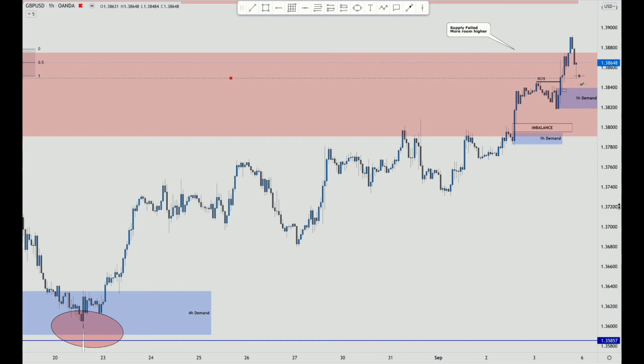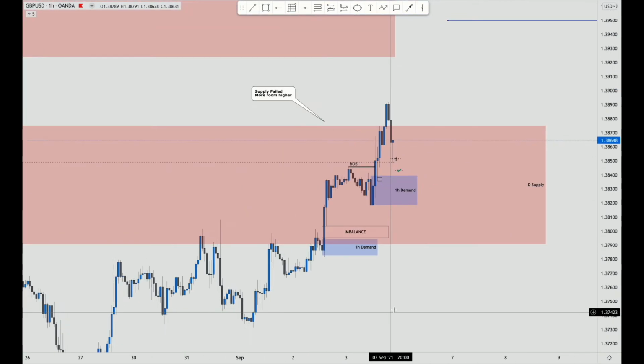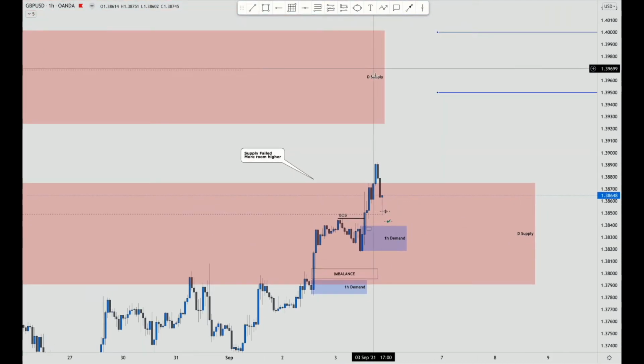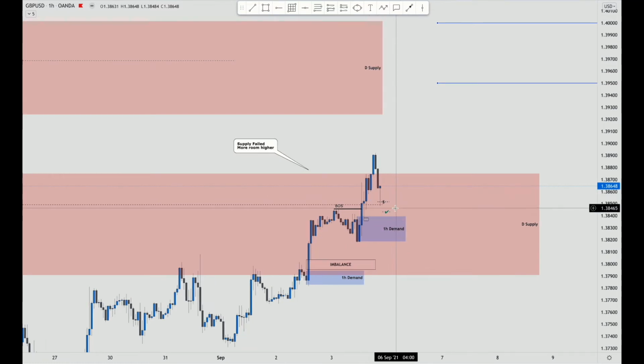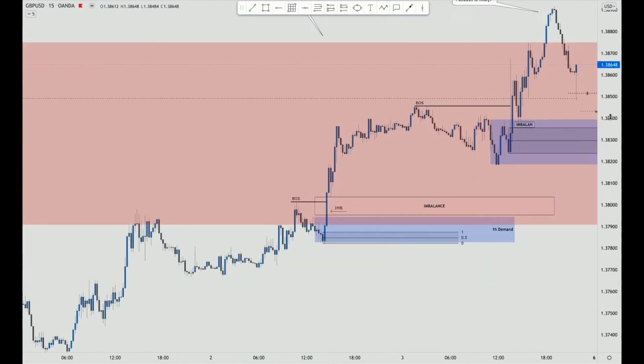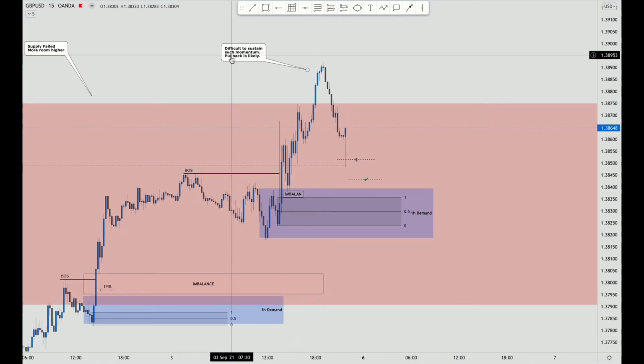Go down to the 1 hour. You can see that in order for me to consider this supply as the next level of resistance, I want to see some sort of price action around the 1 hourly demand, because on the 15 minutes, if we can see, what I wrote down is it is difficult to sustain such momentum, a pullback is likely.